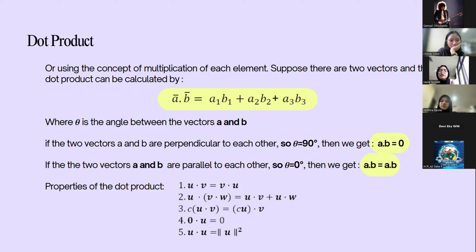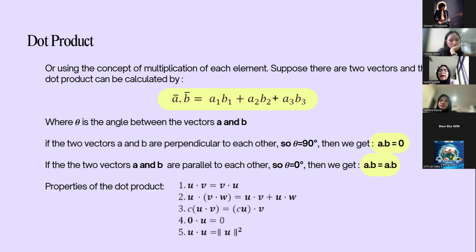So if vector A and vector B are perpendicular to each other, then theta is equal to 90 degrees, and we get vector A dot vector B equal to 0.